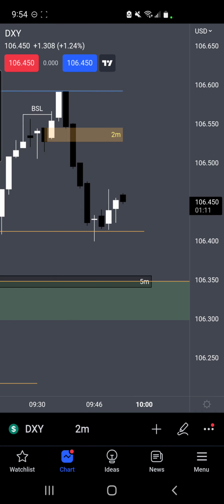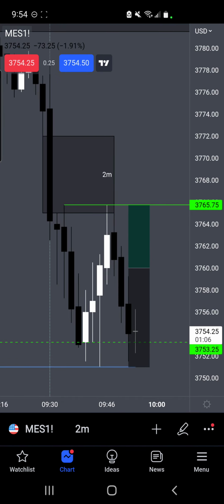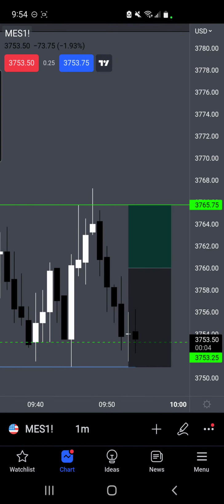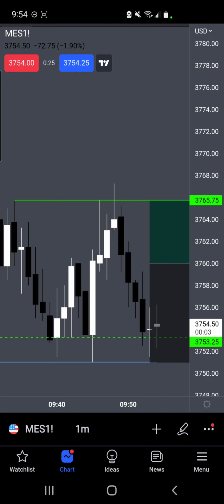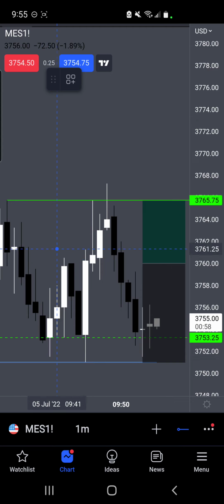So while that was happening, I just looked at the ES for some form of bullish lower time frame entry, and I based it off of this candle here, this one right here.